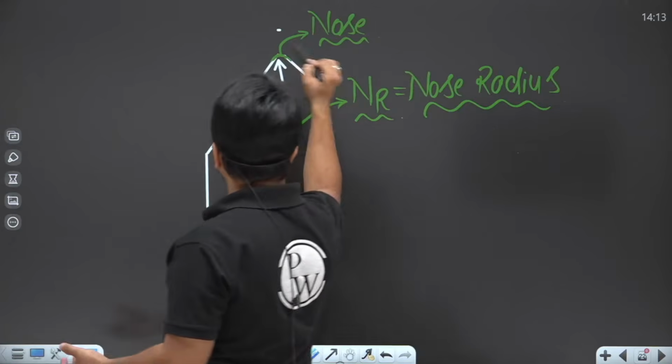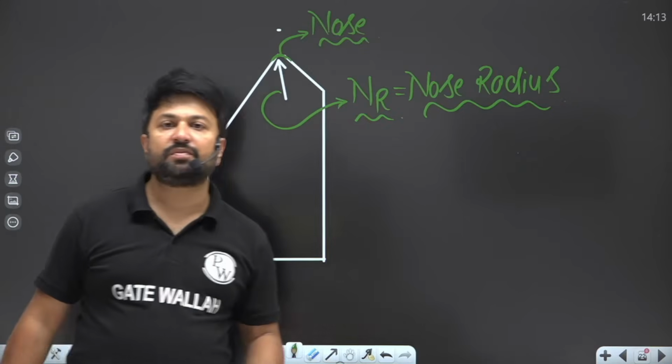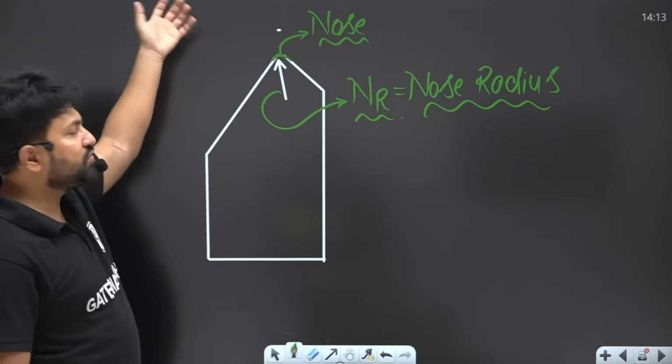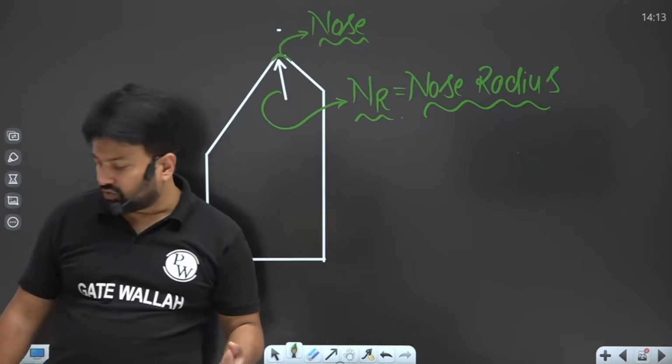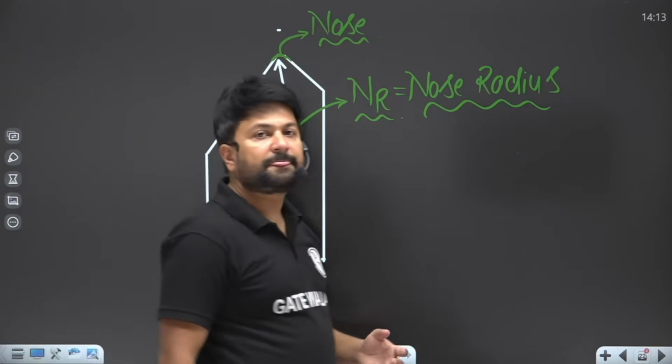The more the curvature comes, the more the stress concentration is going to be reduced. So overall the tool becomes stronger.